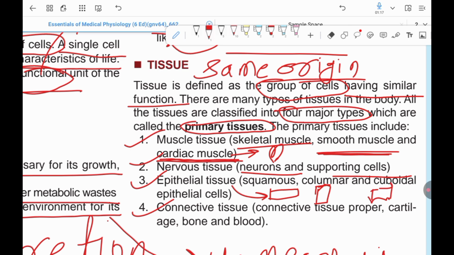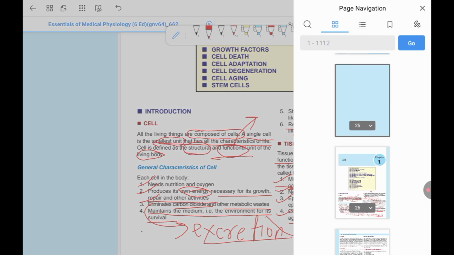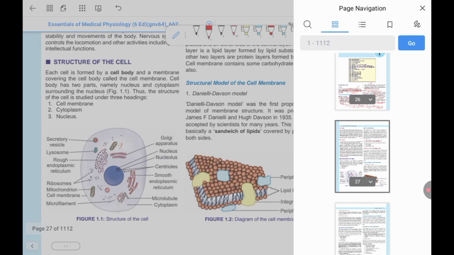Connective tissue performs the function of connection. It includes blood, bone, cartilage, and connective tissue proper. Cartilage performs the function of connection of two bones, or bones to muscle. Bones perform the connection of the whole body; it is the structural framework of the body. Blood performs the function of connection by supplying nutrients to all these essential body parts. So that's it. Let's move forward.